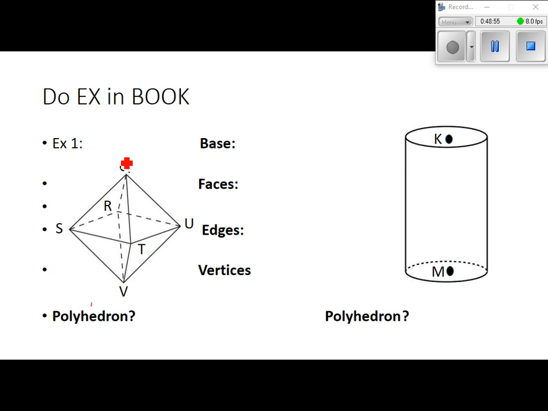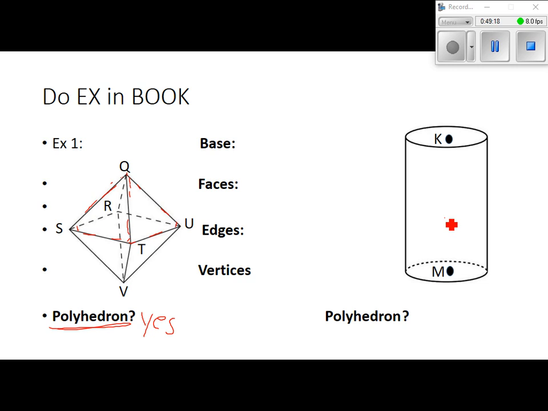These examples are in the book. We're going to do them together just real quick. First thing on each one, I'm just going to answer this question down here at the bottom. The first one, is it a polyhedron? Well, we look at all the faces. If all the faces are polygons, then it's a polyhedron. So this one is yes, because all the faces are triangles.